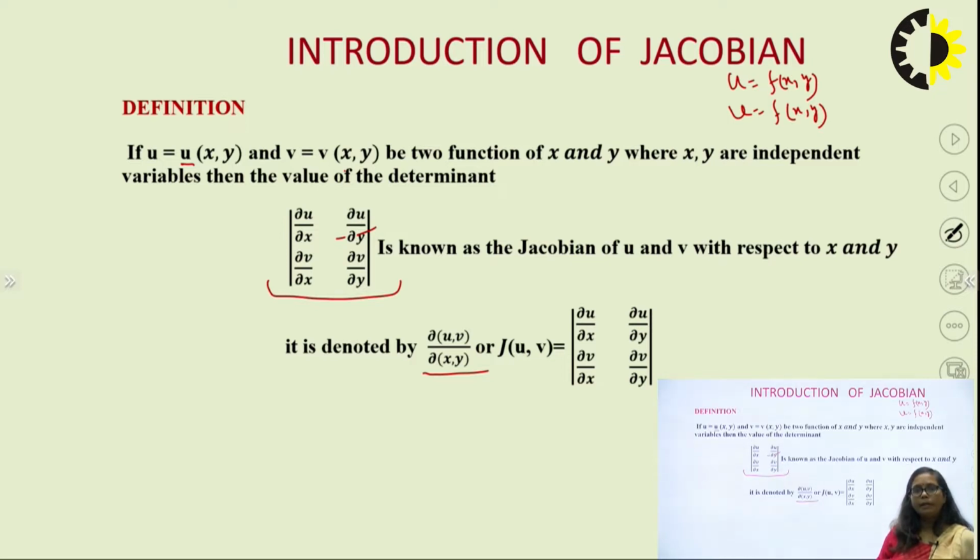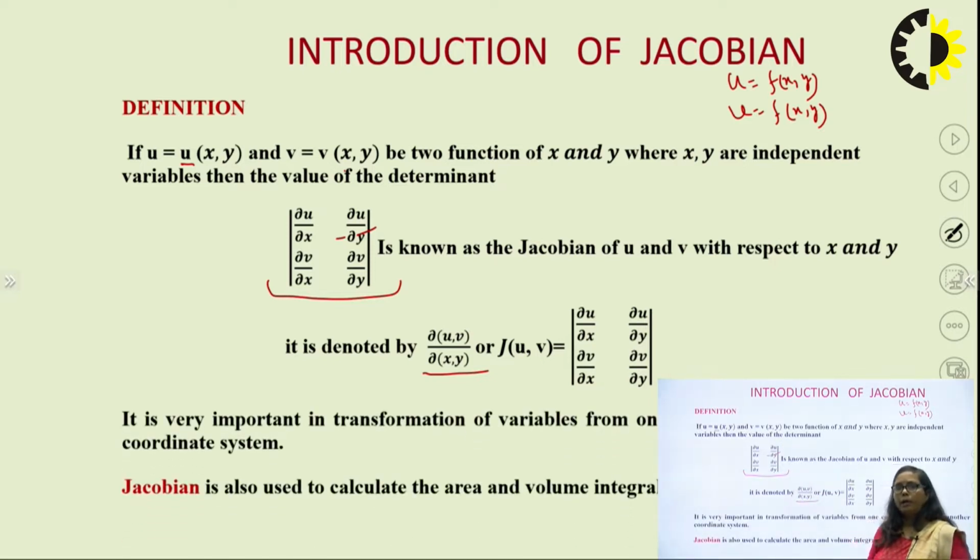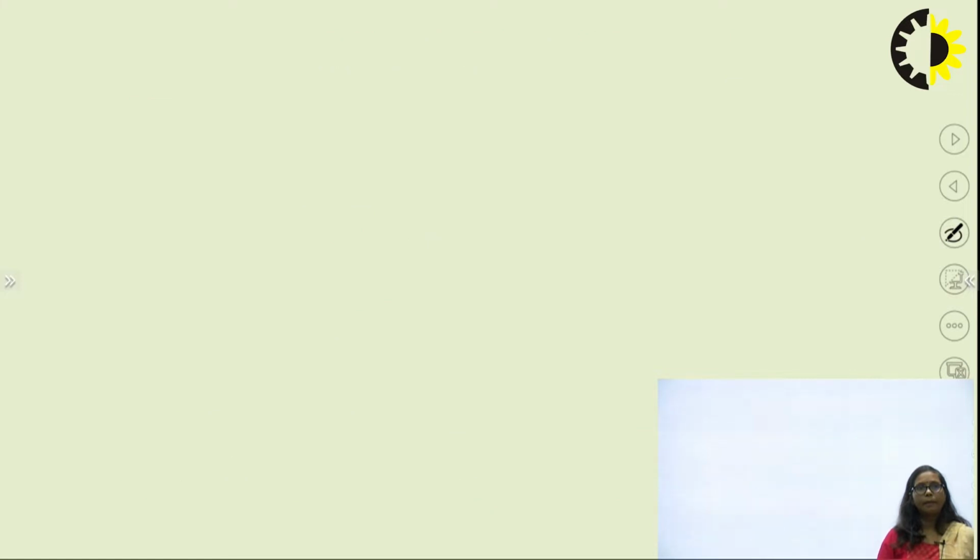So, Jacobian is nothing but finding the value of partial derivatives of dependent variables with respect to independent variables and putting them in the determinant form. It is very important in transformation of variables from one coordinate system to another coordinate system, and Jacobian is also used to calculate the area and volume integrals.